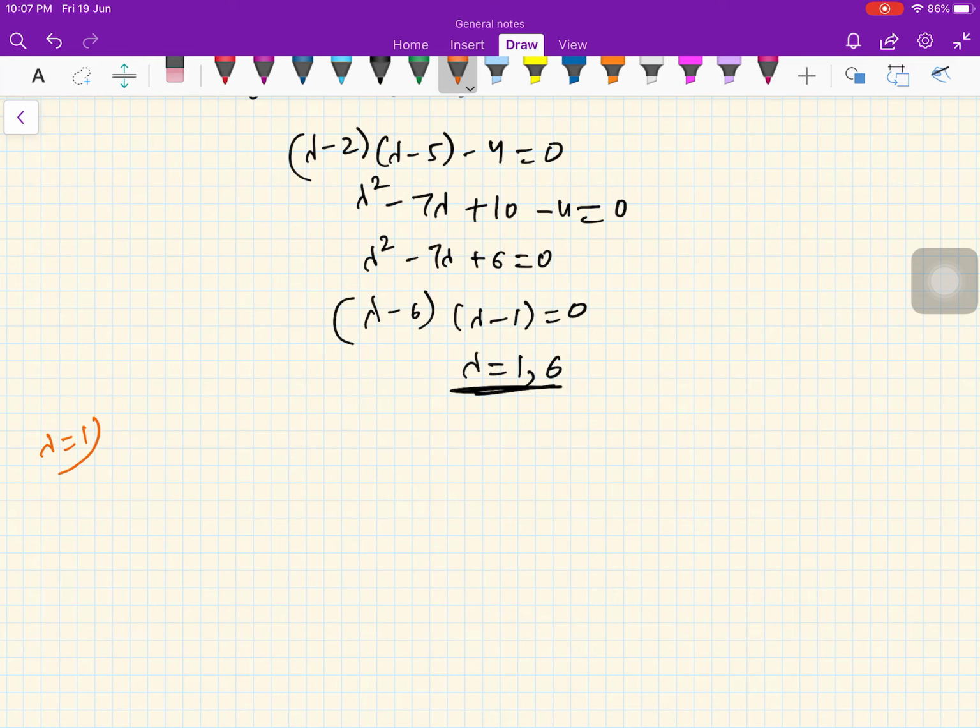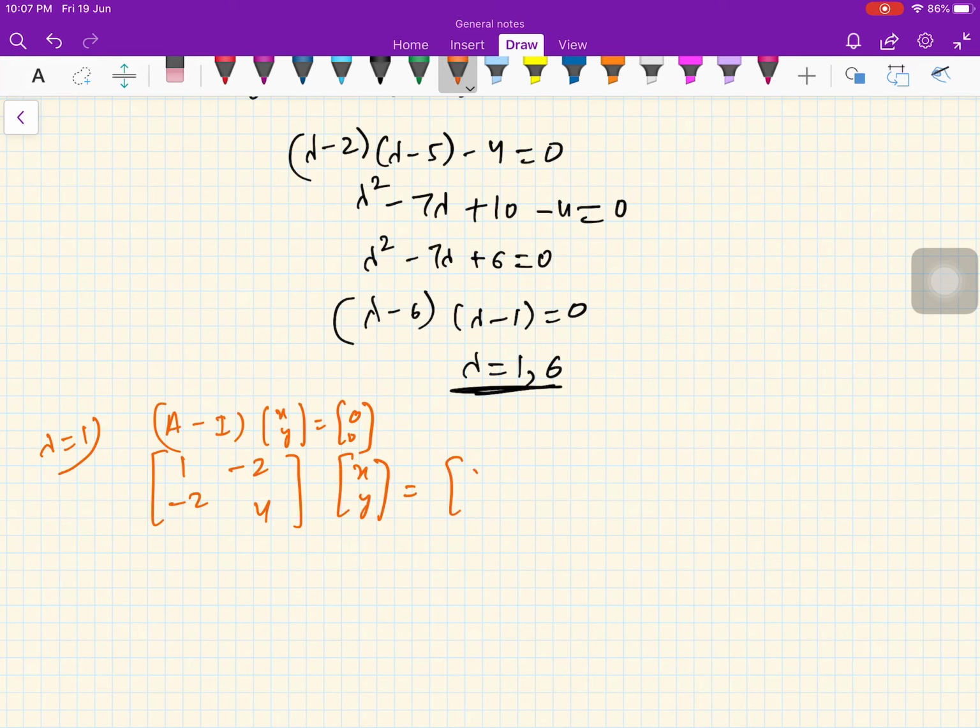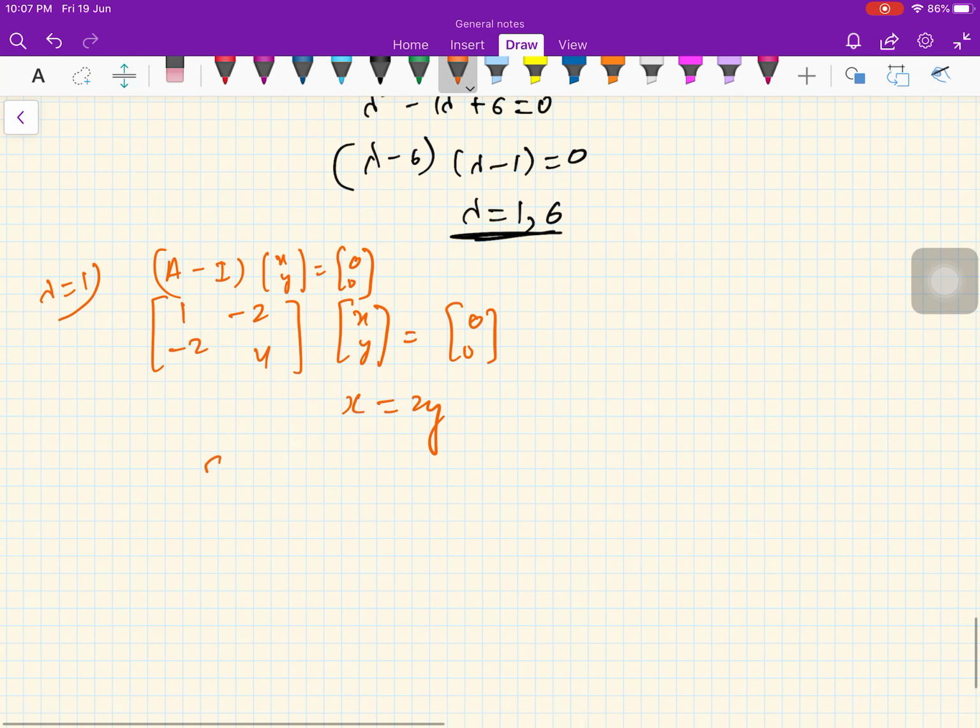For lambda equal to 1, (A minus lambda I)(x, y) is equal to (0, 0). So you will get the matrix [1 minus 2; 4 ...] times (x, y) is equal to (0, 0). So you get x is equal to 2y. So your vector looks like (x, y) is equal to (2y, y), which is y into (2, 1). So this is one of your eigenvectors.